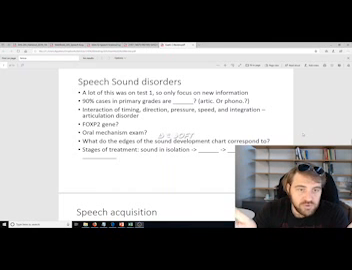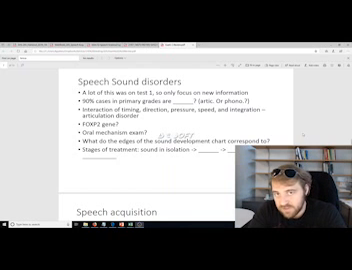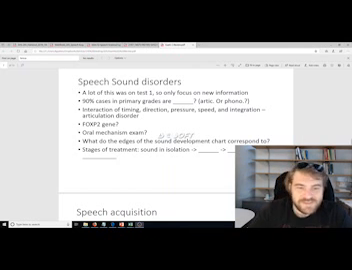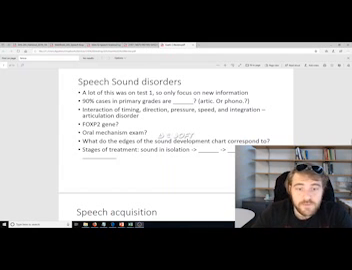The FOXP2 gene is related to speech sound disorders. If you remember, it's the KE family in the UK that has this FOXP2 gene. And FOXP2 is associated with delayed onset of speaking, a lot of slurring, trouble articulating, things like that. So FOXP2 is a genetic link of a speech sound disorder.